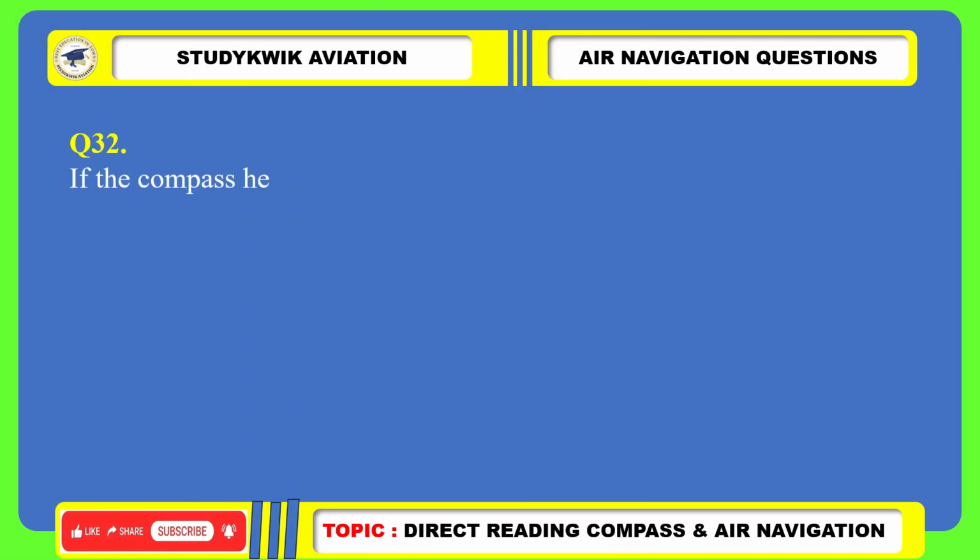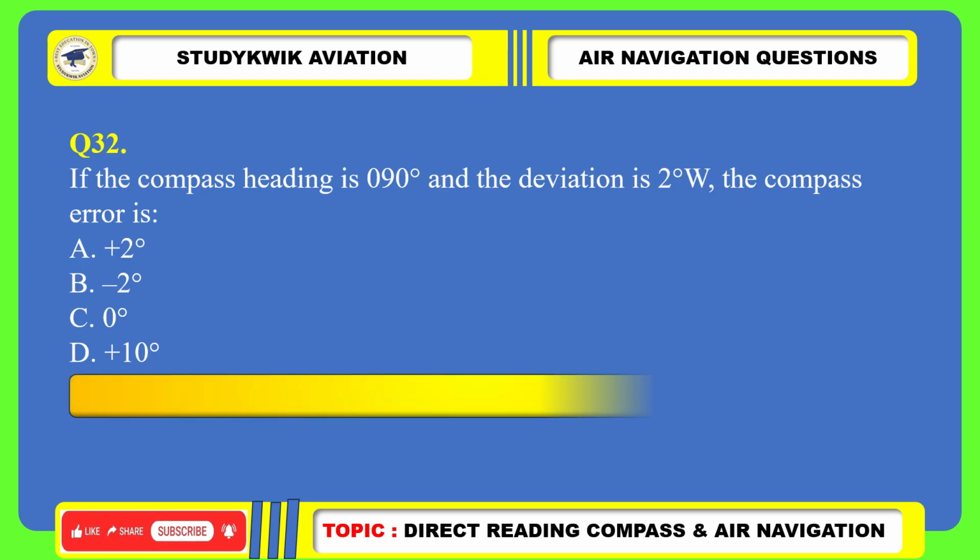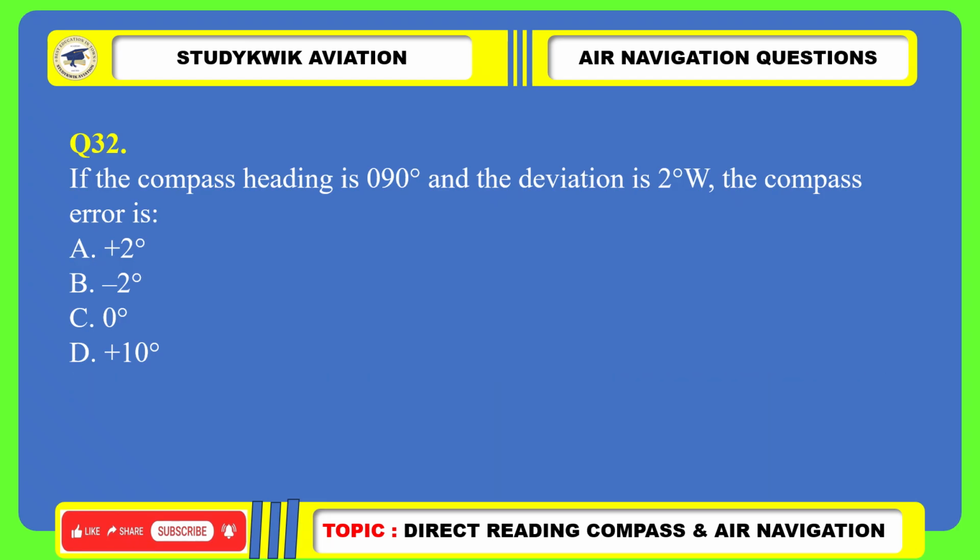Question 32. If the compass heading is 090 degrees and the deviation is 2 degrees west, the compass error is plus 2 degrees, minus 2 degrees, 0 degrees, plus 10 degrees. The correct answer is A. Plus 2 degrees. West deviation is added to compass error.